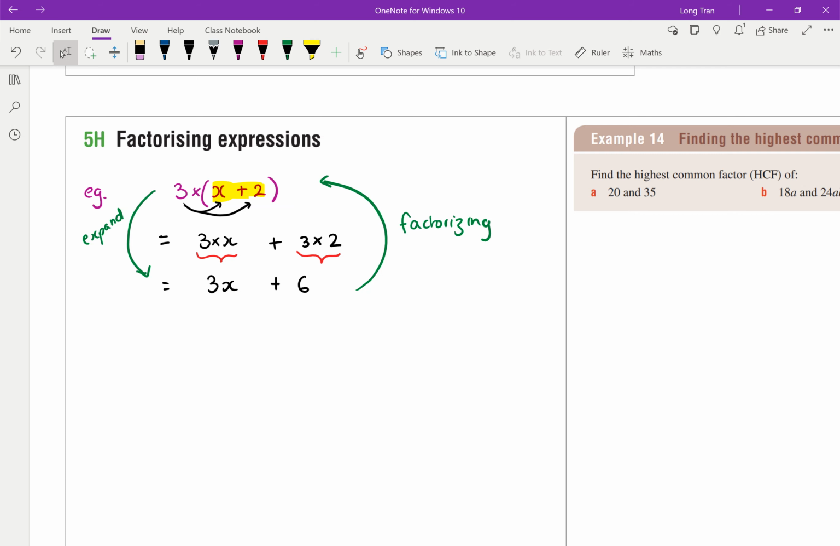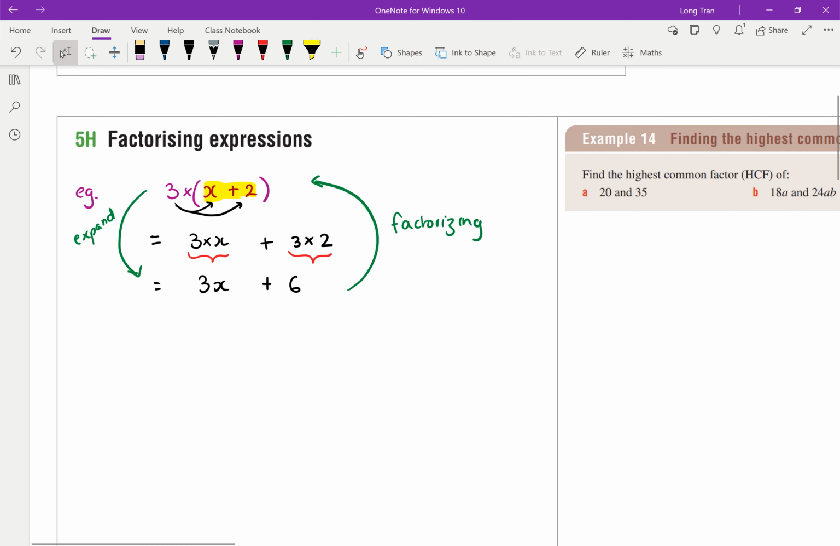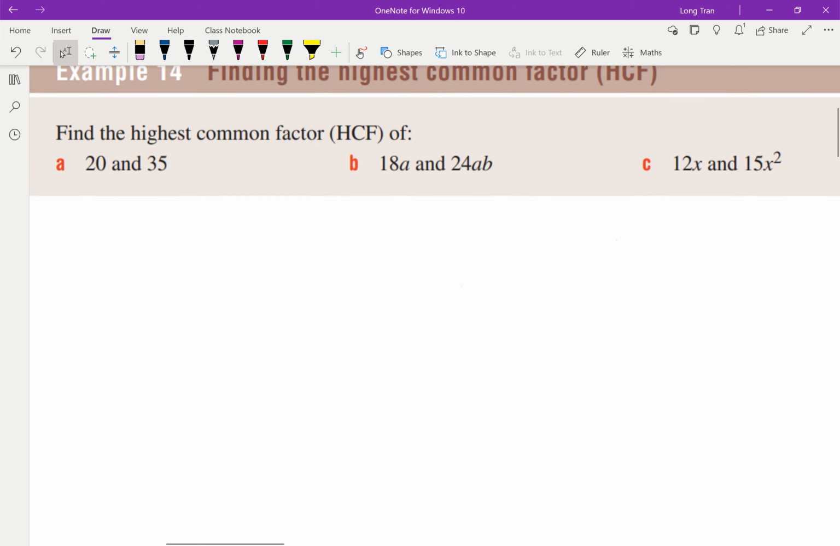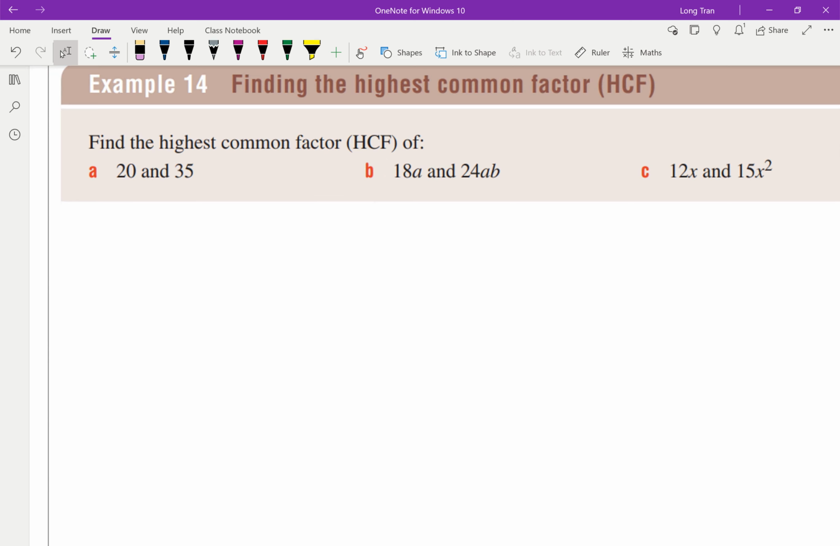Okay? So let's start off simple. In this example here, I want you to copy the example down. You've got 3 scenarios going from easy, medium, hard. Let's look at the first one. The first one's pretty straightforward. You got 20 and you got 35. Now you're going to go through your times tables. What's the highest common factor for 20 and 35?